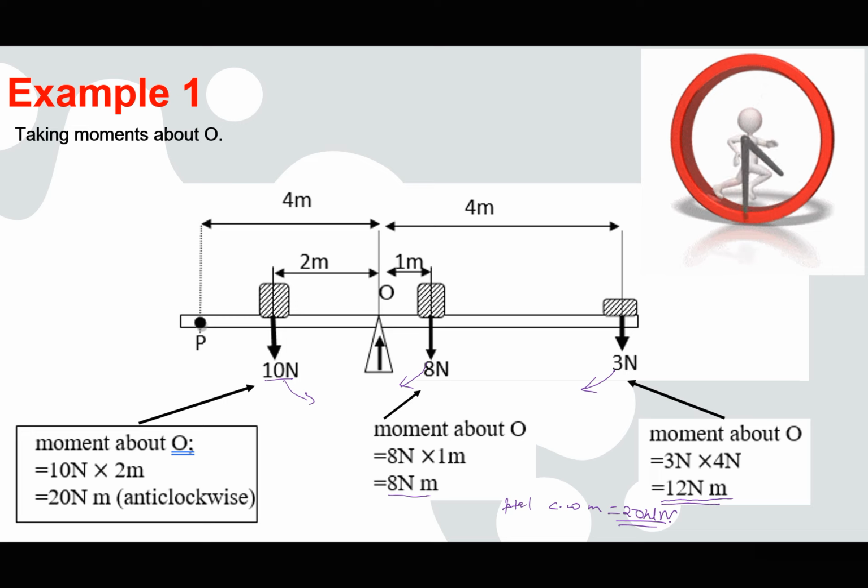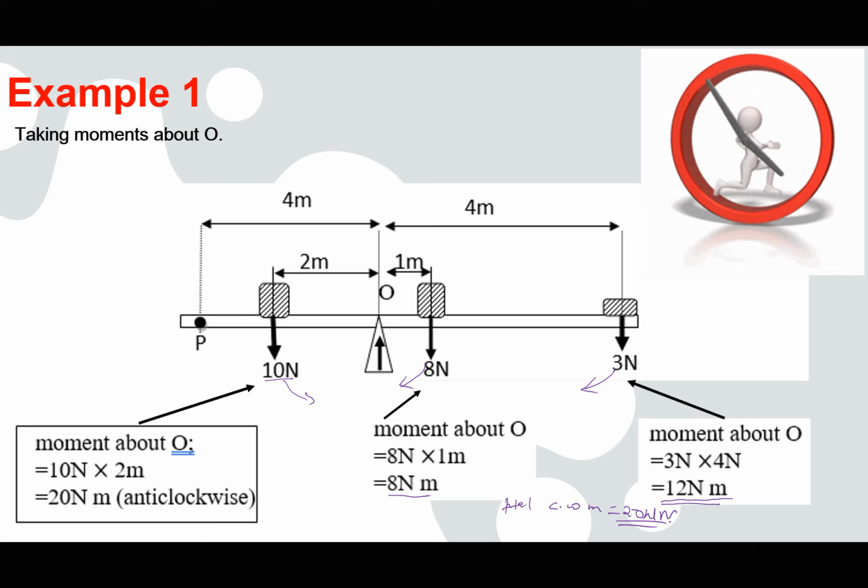So this means this beam is going to be in equilibrium and the principle of moments is obeyed in this case. We have taken moments on both sides, both clockwise and anti-clockwise moments about the same pivot. And we are seeing that the sum of clockwise moments is equal to the sum of anti-clockwise moments. So that is the principle of moments.